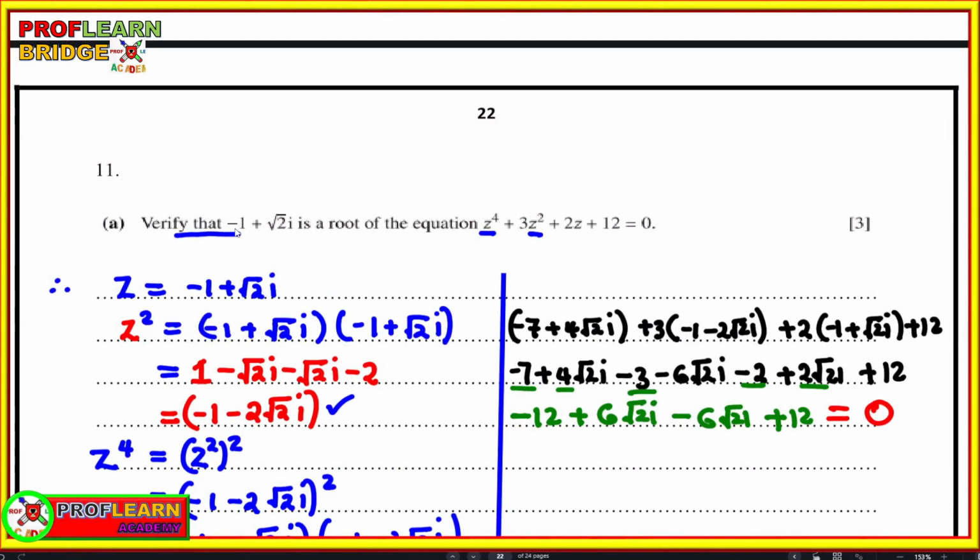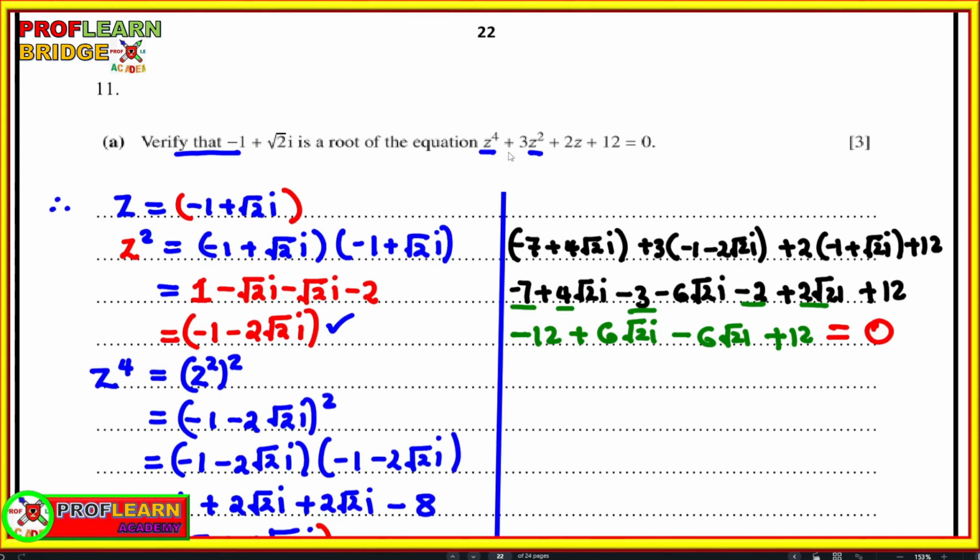Verify that negative 1 plus root 2i is a root of this equation. So if we are told it is a root, it means that this value that we are given is actually z. So we are going to substitute it inside here and check whether the answer is 0. If the answer is 0, it means that indeed it is a root. Before we start substituting, we need to find z raised to power 2 and z raised to power 4 so that we can substitute.